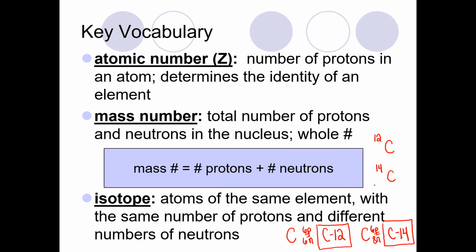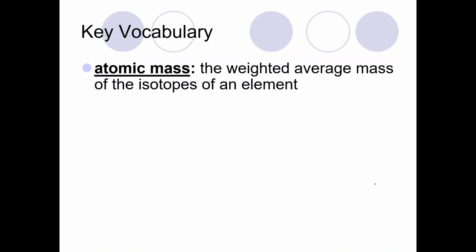Okay, moving right along. So what is that mass that you'd find on the periodic table, right? Remember I told you mass number is not on the periodic table. What is on the periodic table is something called atomic mass. And atomic mass is a weighted average of all of the isotopes of that element.